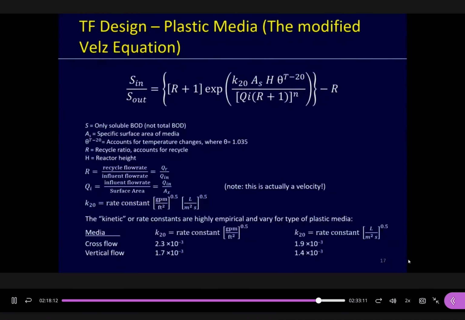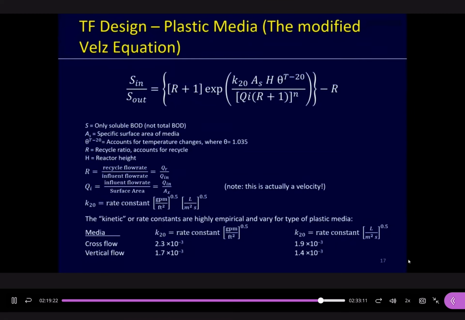The second empirical equation is called the modified Wells equation. S_in divided by S_out. S_in is influent substrate concentration, S_out effluent. R is recycle ratio, recycle flow rate divided by influent flow rate. It's the same as the little r we used earlier. k_20 is the same value, rate constant. A_S is specific surface area of the media. H is height. Theta is a factor accounting for temperature change. Q_I is influent flow rate divided by surface area.